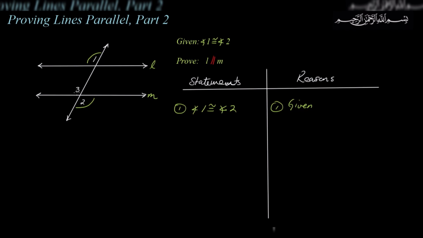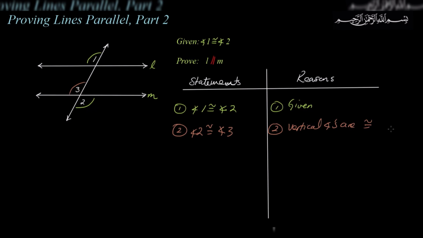Well, somehow it looks like I'm going to have to use angle 3, right? Angle 3 and angle 2 are vertical angles, right? So they're congruent. That sounds like a good thing to put here. So I'm going to say angle 2 is congruent to angle 3. Why? Because they're vertical angles, and they are congruent. So I can just say vertical angles are congruent.